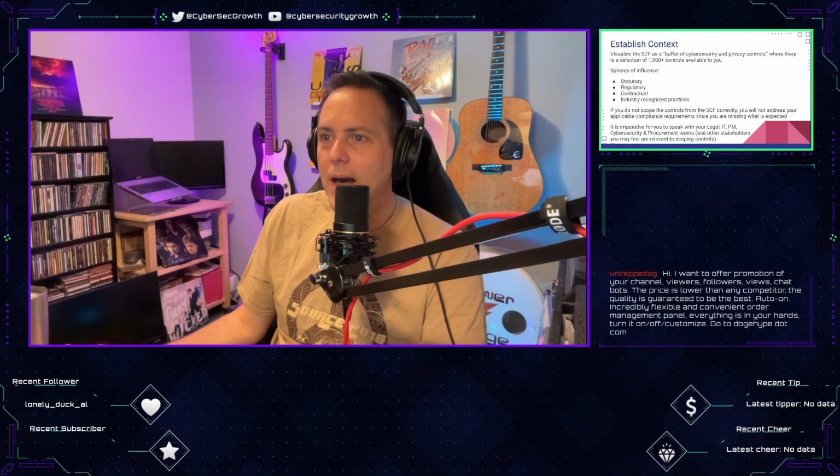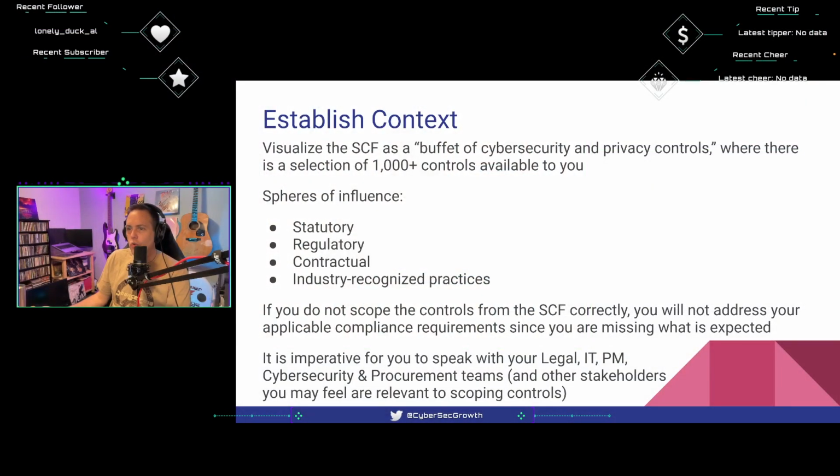So please keep in mind that the SCF is a tool, and it is only as good as it's used. Just like a pocket knife shouldn't be used as a pry bar. Realistically, if you do not scope the controls from SCF correctly, you will not address your applicable compliance requirements since you are missing what is expected. This is not a deficiency of SCF. This is just simply negligence on the part of the user of the tool.